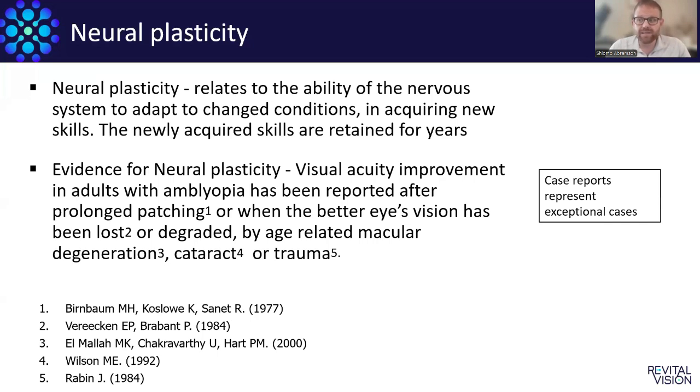Evidence for neural plasticity, visual acuity improvement in adults with amblyopia, has been reported and documented after prolonged patching, or when the better eye's vision has been lost or degraded by age-related macular degeneration, cataracts, or trauma. Interestingly, these cases were mostly reported as case reports representing an unusual phenomenon. In order to understand the prevalence of neuroplasticity in adults, we should look at large data.